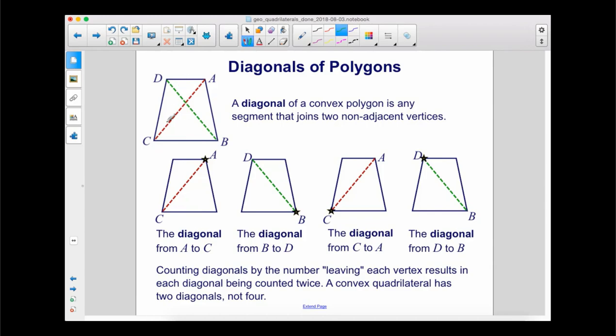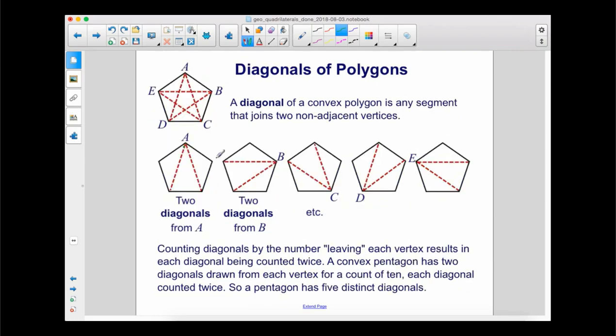So here we have the diagonal from A to C, the diagonal from B to D, the diagonal from C to A, and the diagonal from D to B. Counting diagonals by the number leaving each vertex results in each diagonal being counted twice. A convex quadrilateral has two diagonals, not four. So we have this diagonal and this diagonal.